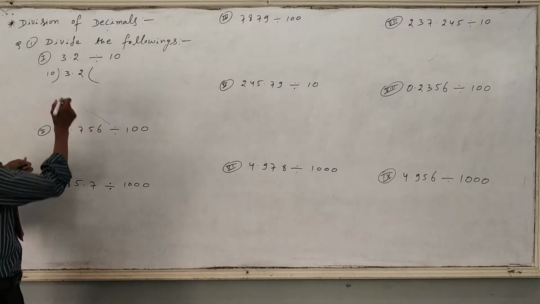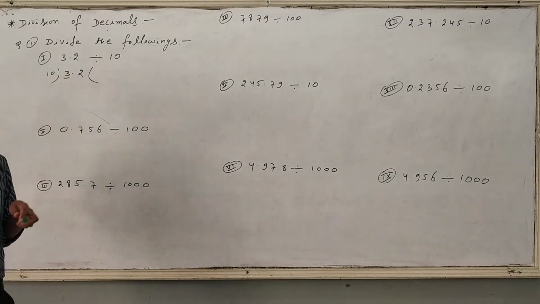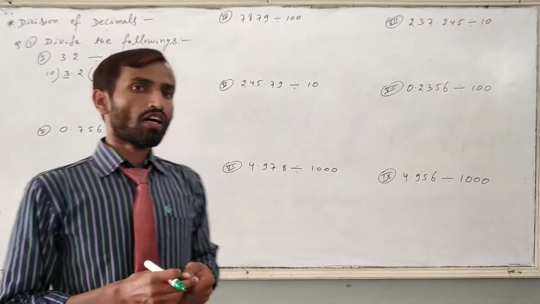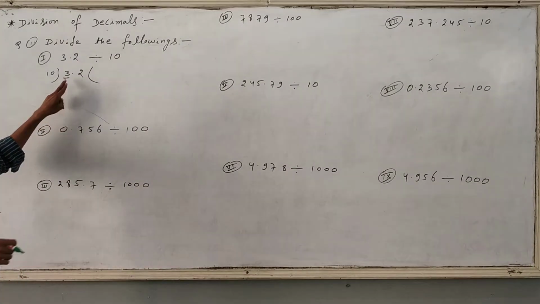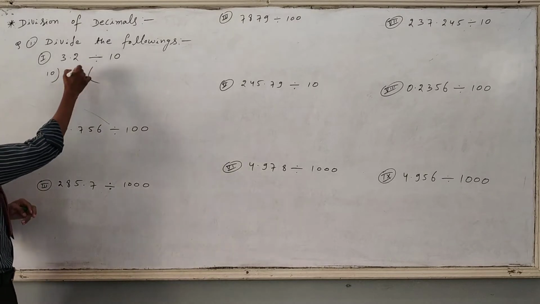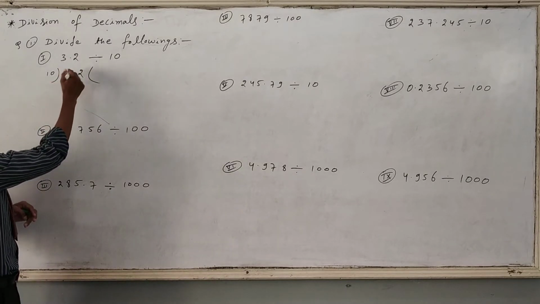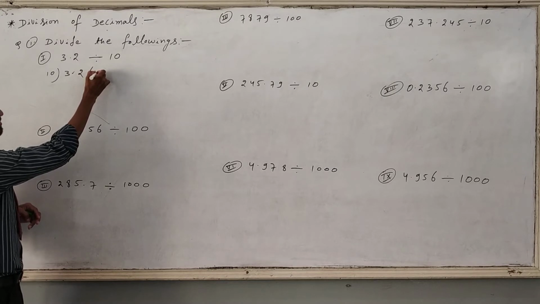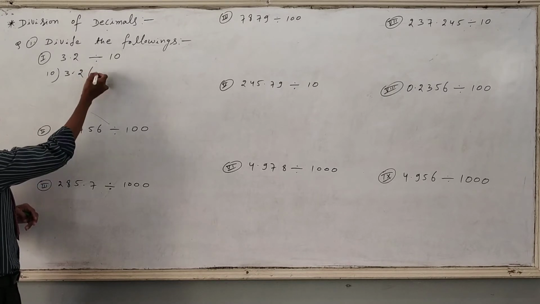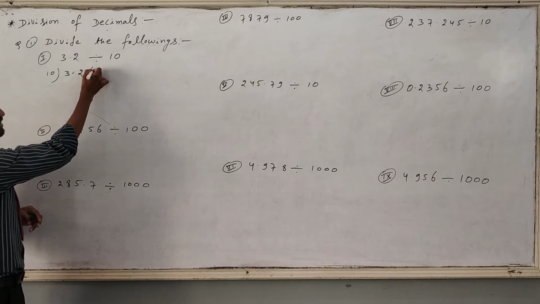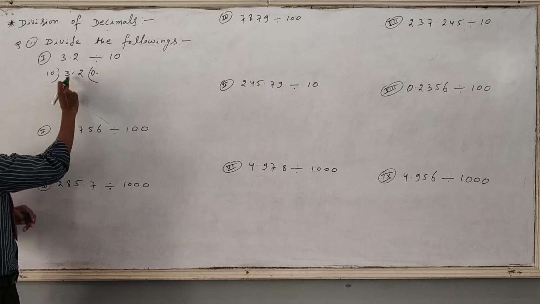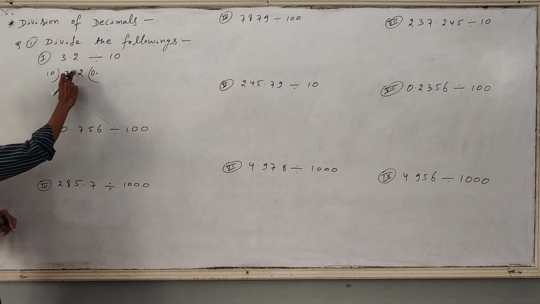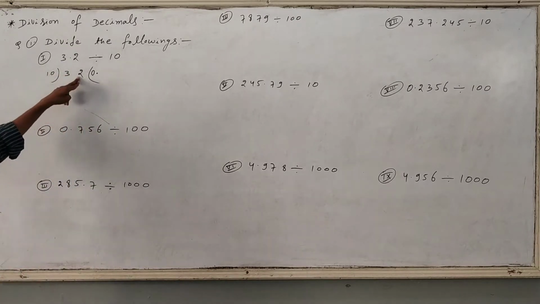Just see here, 3 is less than 10, so it is not divisible by 10. It can't be divided by 10. So first of all we have to remove this point. For that we take this point for the quotient. So put the point here, and before that nothing is given, so just put 0. Now the point is removed, so this one is 32.